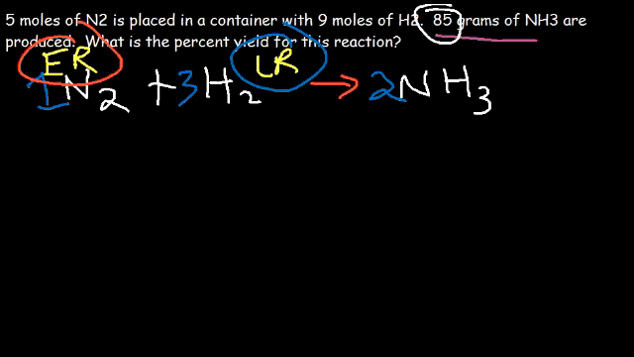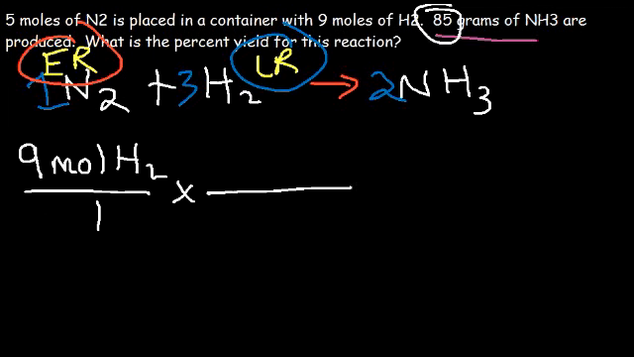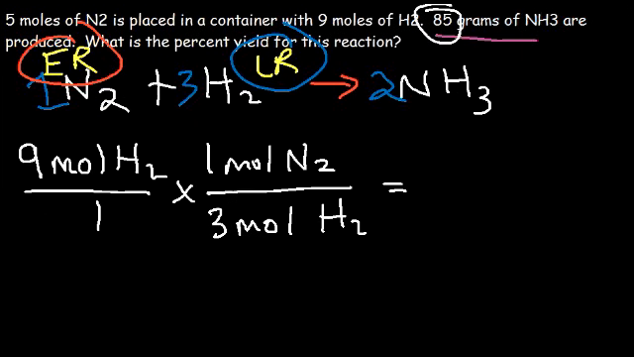It could be a gram to gram conversion or a mole to mole conversion. Since we have the moles of N2 and H2, in this problem we're going to do a mole to mole conversion. So let's start with the 9 moles of H2. We're going to see how many moles of N2 will completely react with 9 moles of H2. The molar ratio between these two is 1 to 3. So for every 3 moles of hydrogen gas that reacts, 1 mole of N2 will react with it.